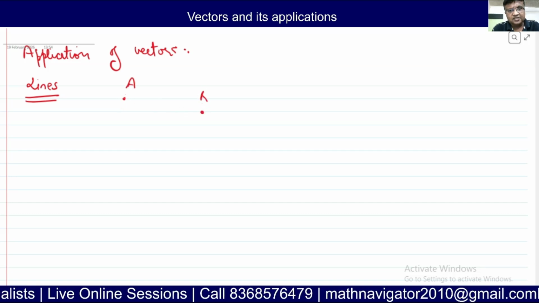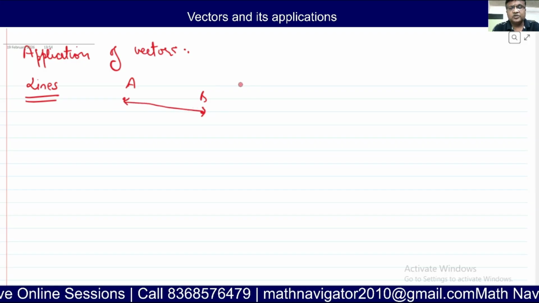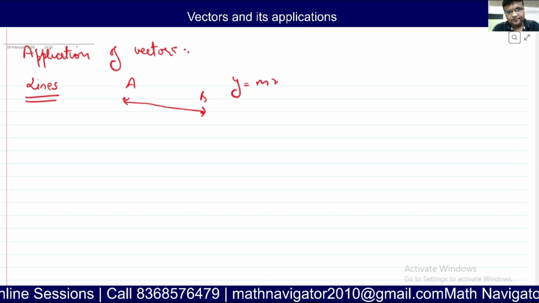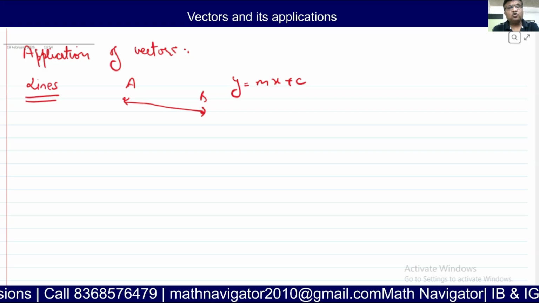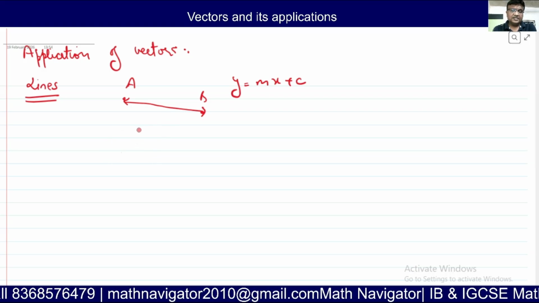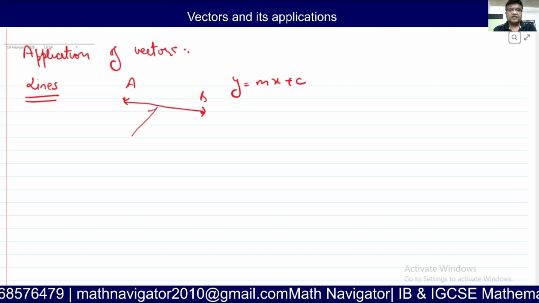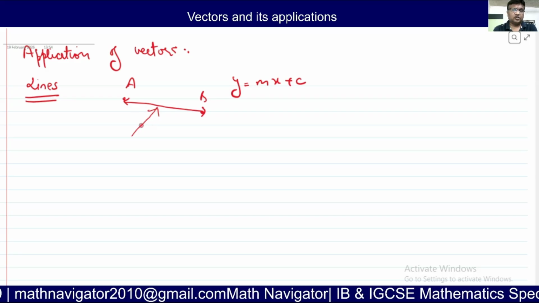A and B. This you have done in your lower classes also, and you must have done the equation of a line: y is equal to mx plus c. That is the general equation of a line. So we need 2 points to make a line. What do we mean by a general equation? General equation means, if I want to find any point lying on the line, I need an equation. That is called the general equation of a line.